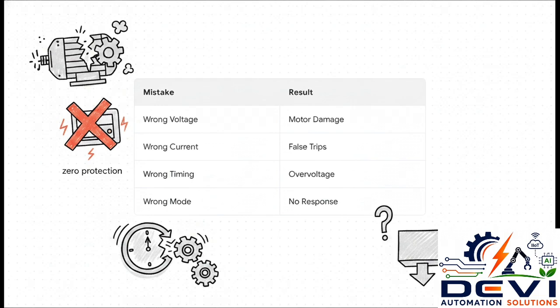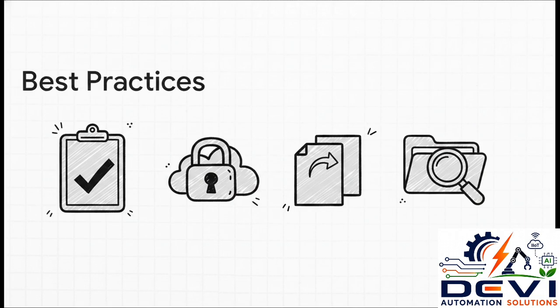If you set your deceleration time way too fast for a heavy load, you can trigger an overvoltage fault or literally tear the mechanics apart. And hey, if you've ever hit start and the drive just stares at you doing nothing, you probably selected the wrong control mode parameter. To avoid all of that mess, just stick to these pro tips. Number 1, always double-check the motor nameplate data. Measure twice, cut once, right?